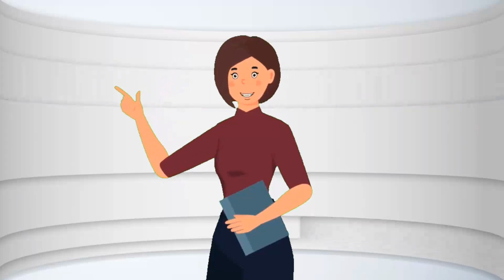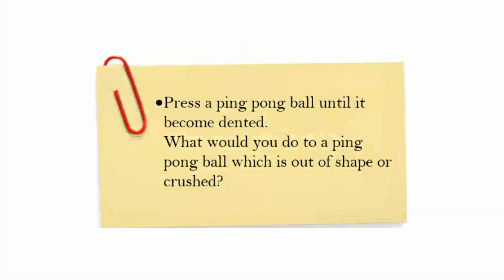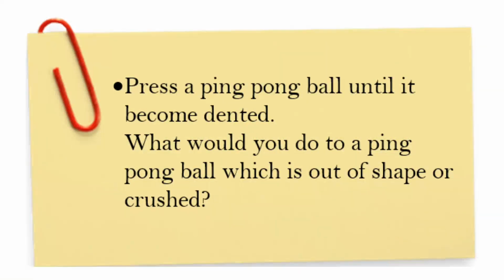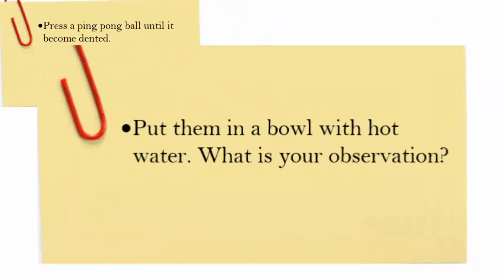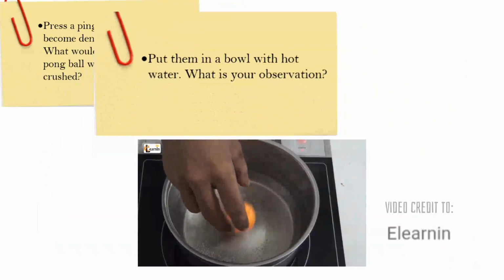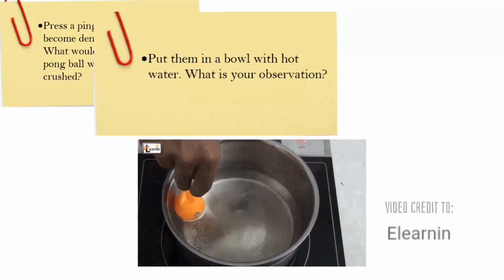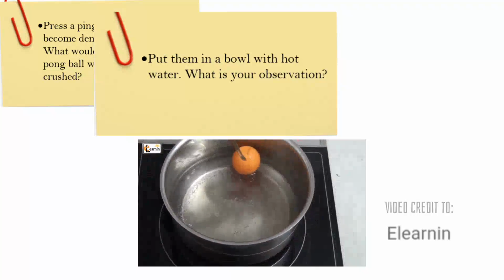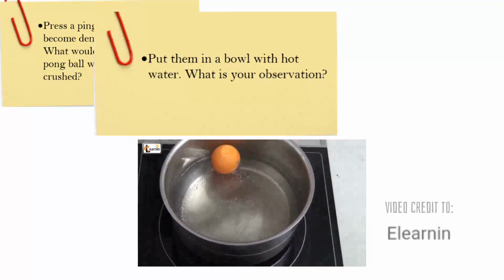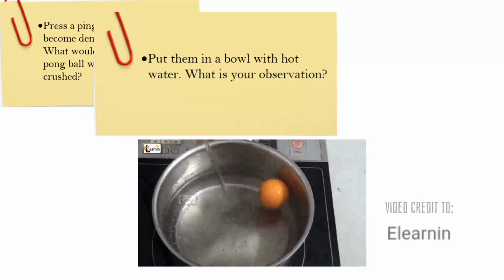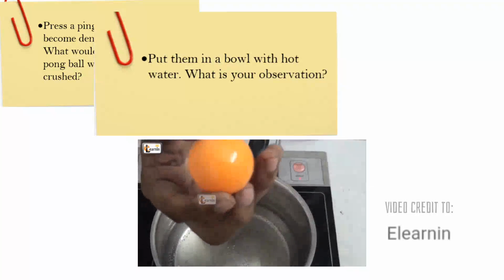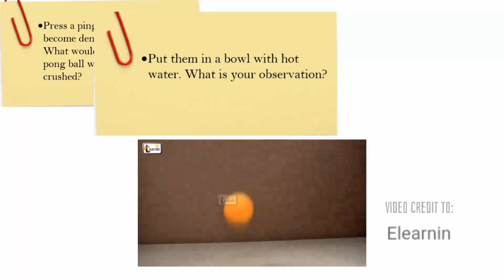Here is a simple activity demonstrating Charles's law. Press a ping pong ball until it becomes dented. What would you do to a ping pong ball which is out of shape or crushed? Now, put it in a bowl with hot water. What is your observation? When you let the ping pong ball float on hot water, the temperature of the air inside the ball also increases, which in turn leads to an increase in the volume of the gas. Therefore, the shape of the ball is restored.